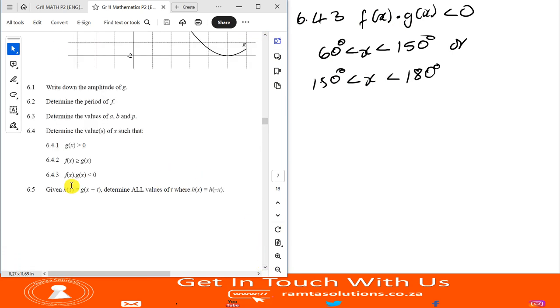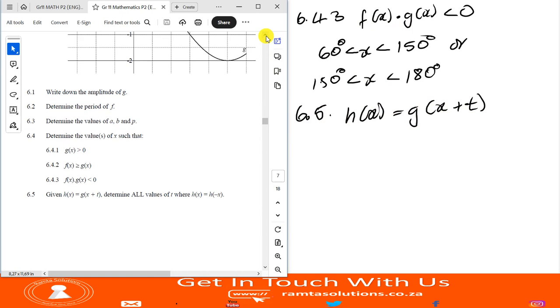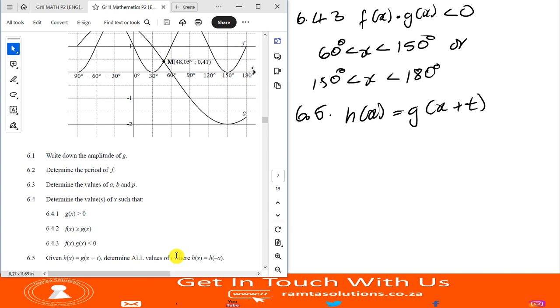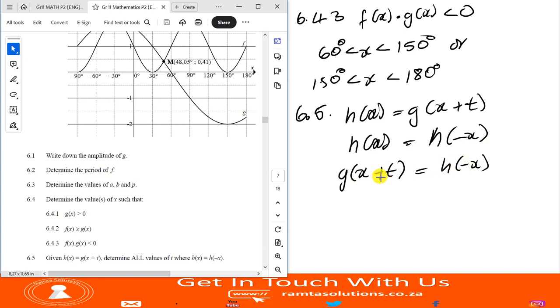Okay, now given g of x, 6.5 says h of x is equal to g of x plus t. I want you to look at, but before then, determine all values where this h of x is equal to h of negative x. What does it mean? It means h of x is also equal to g of x plus t, isn't it? H of minus x is also equal to g of x plus t.